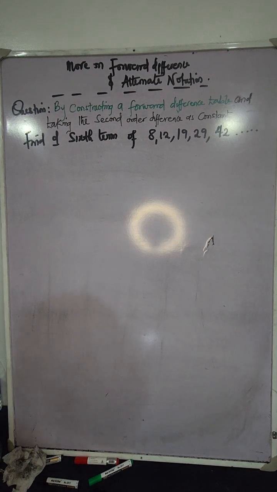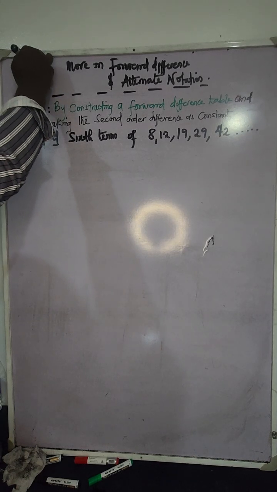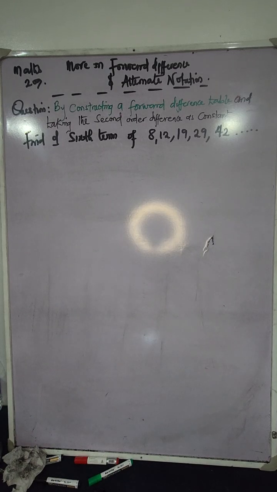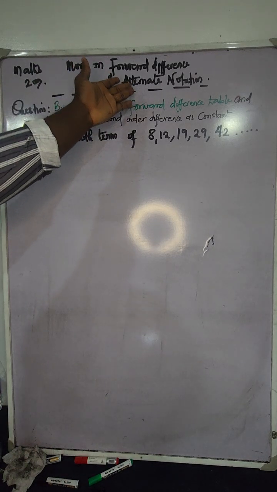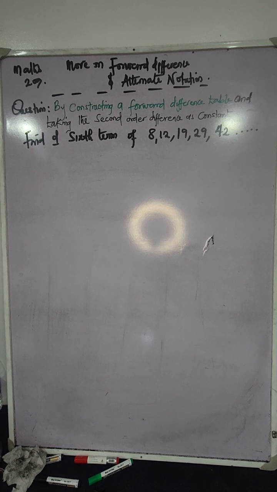Okay, so we are here again. Mass 209. What we have here is more on forward difference and what we call the alternate notation. And so there is a question here for us, the photo based question.